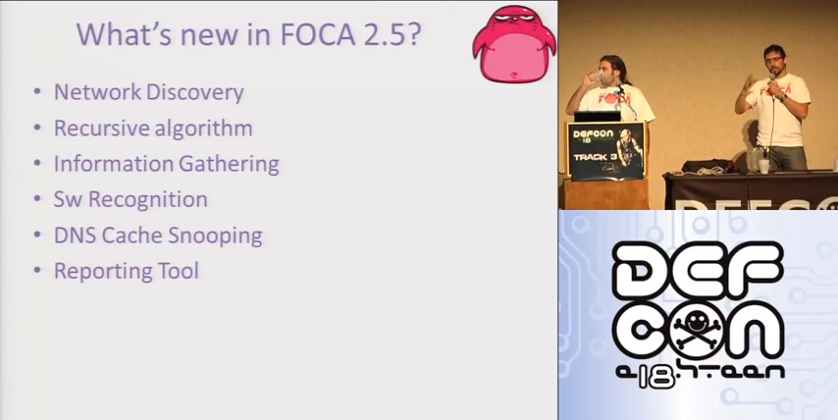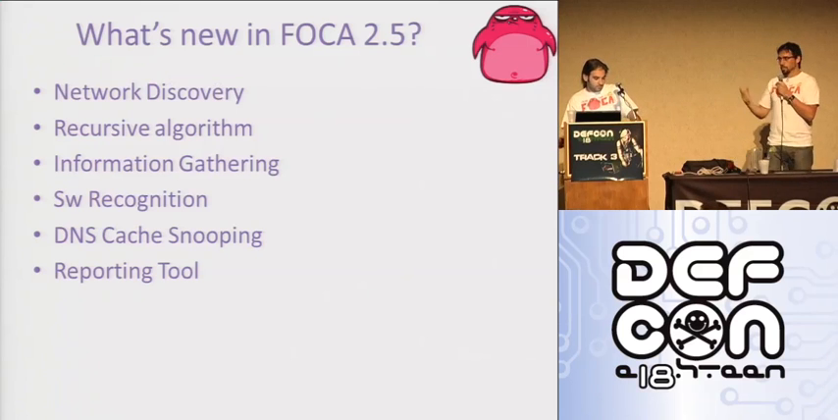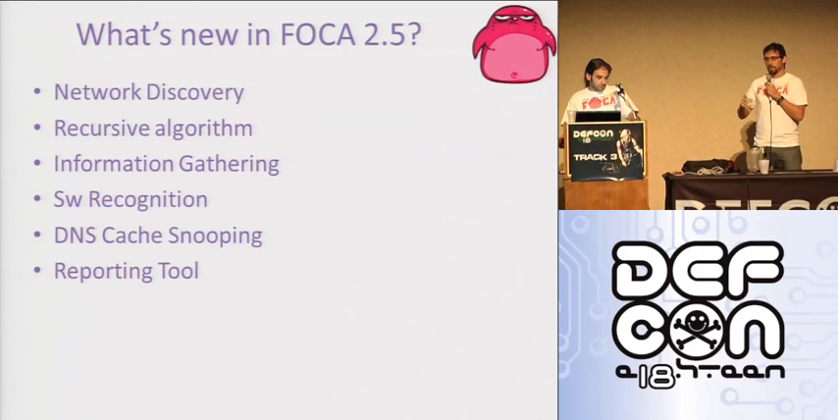Just by looking at http://wherever and the path, all that URL contains a lot of information that we're going to be examining. That's the main thing of FOCA 2, and we're going to go over how, just from a URL, we could take this to the next level. We've created a recursive algorithm that analyzes that URL and every URL that you find in the documents.